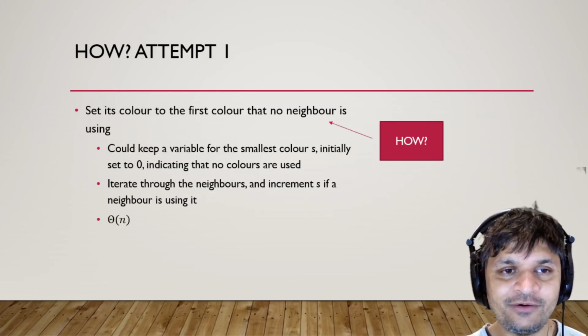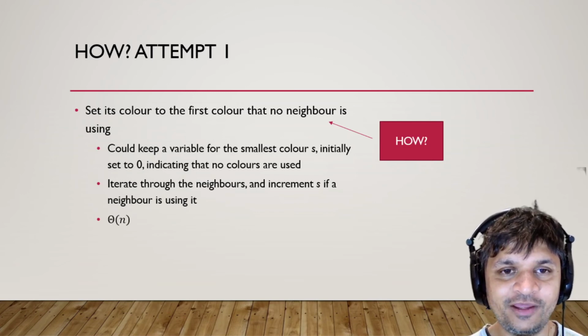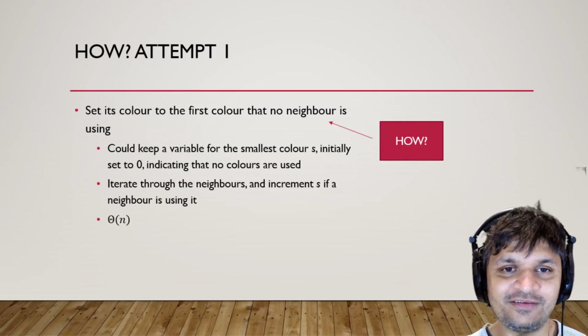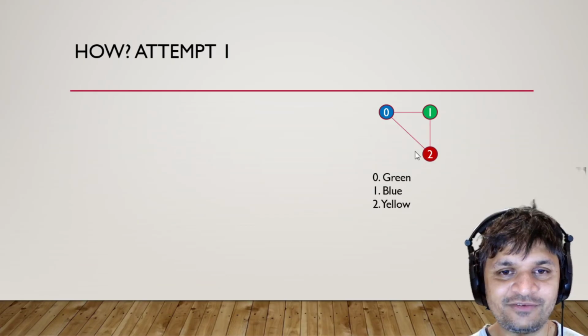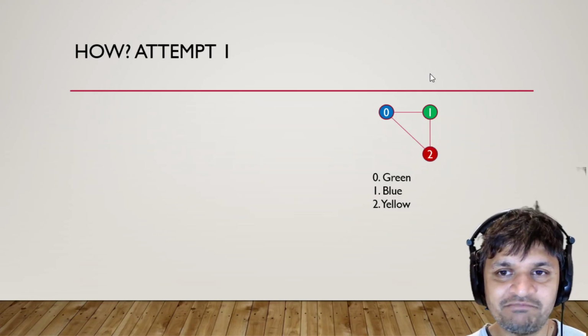The other part we didn't know how to do is how do we set the vertex's color to the first color that no neighbor is using. So the problem is now, let's say I've just got this adjacency list, right? I'm trying to color some vertex, let's say vertex 2, right? So vertex 0 and 1 are colored, vertex 2 is not yet colored. And I want to figure out the smallest color that's not used by a neighbor. So what I'd have to do is look at all the neighbors and figure out what's the first color that isn't used.